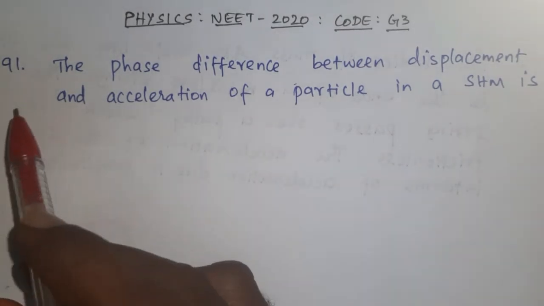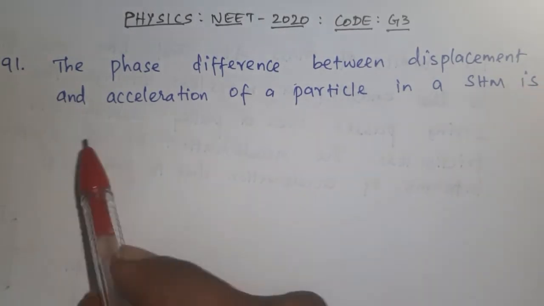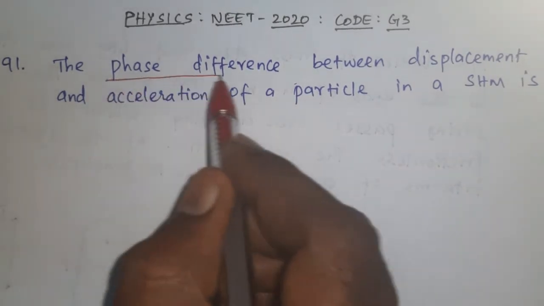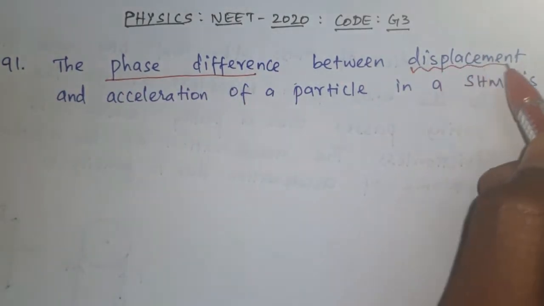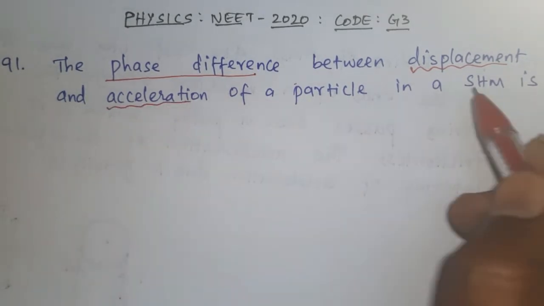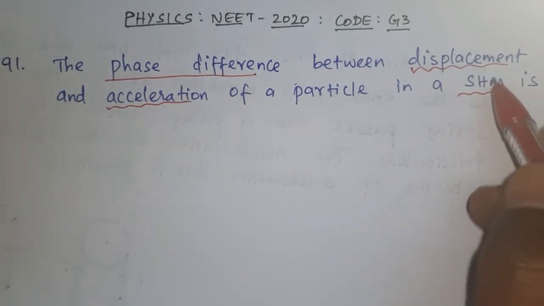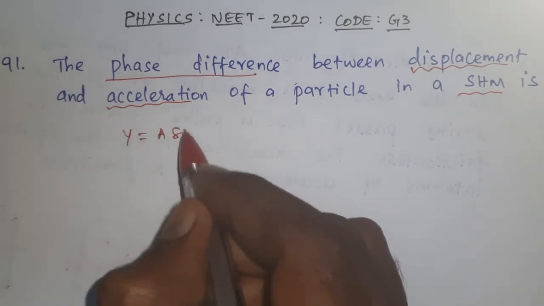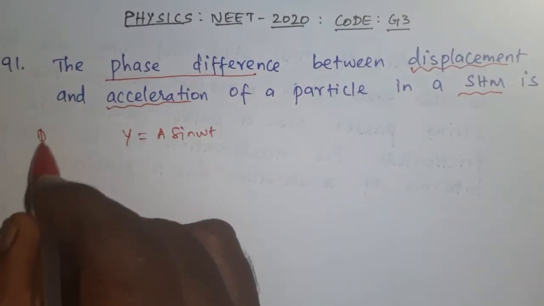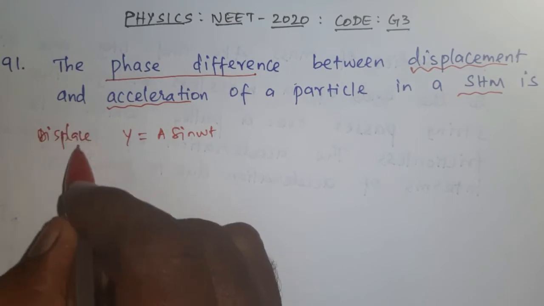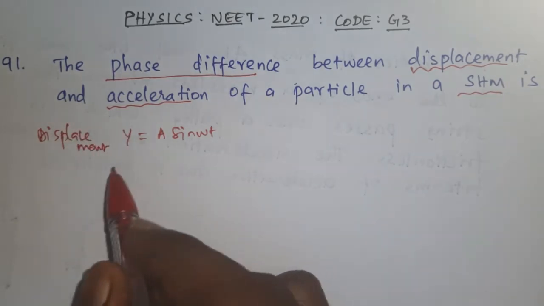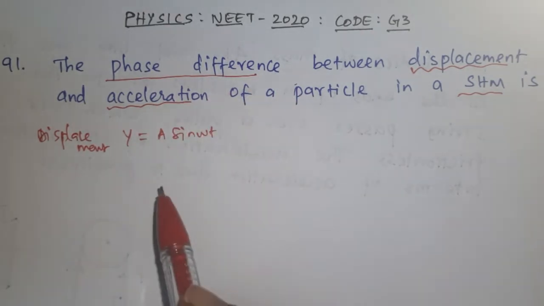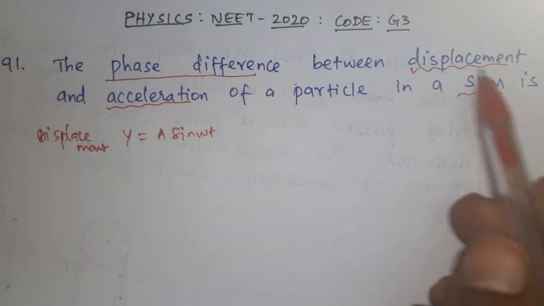Question number 91. The phase difference between displacement and acceleration of a particle in SHM is? So we have to find the phase difference between displacement and acceleration in simple harmonic motion. We know that in simple harmonic motion, the displacement is y = a sin omega t. Then we have to find the velocity, then we can find the acceleration. After that, we can find the relation between the phase difference between displacement and acceleration.